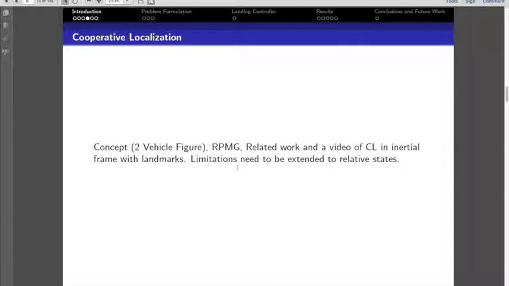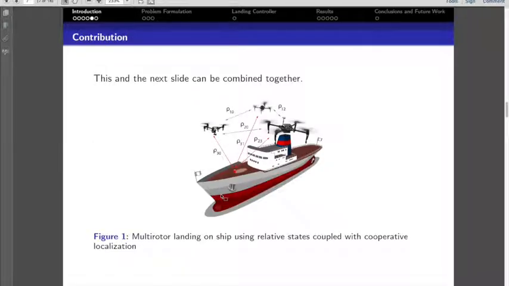You need landmarks. Okay, so now we are trying to combine relative localization with cooperative localization, and then propose a method which addresses all these challenges existing in both relative localization and cooperative localization problem. Okay, so that's there. And so the next slide is basically now you come to the contribution of this work. Okay, this is what this work is about.